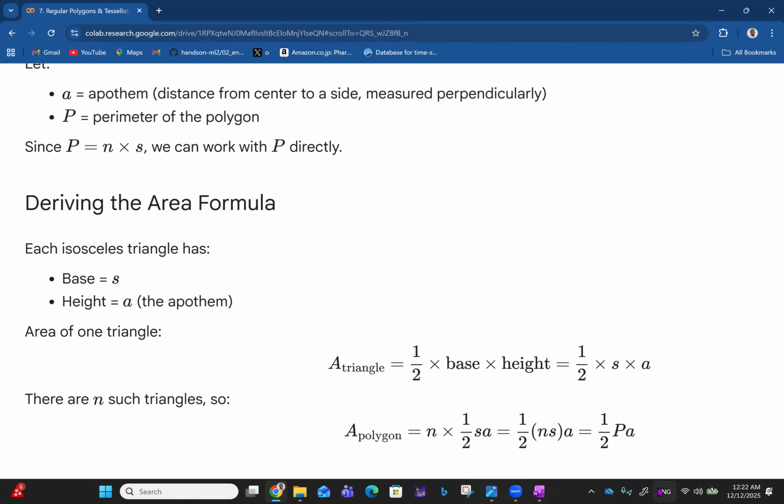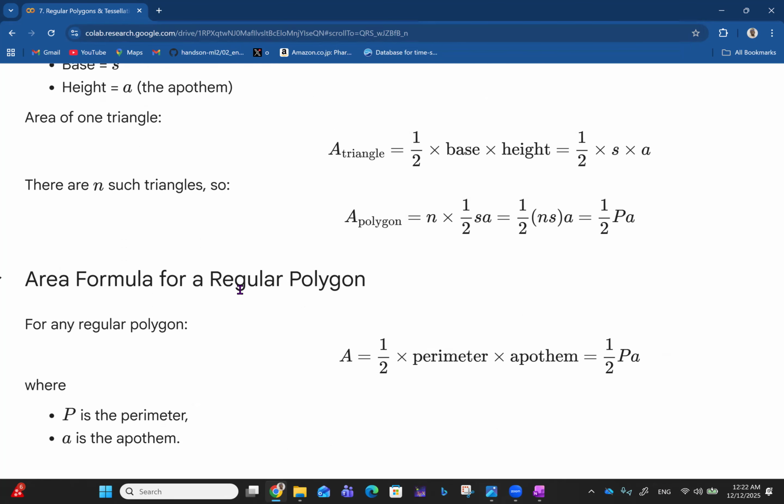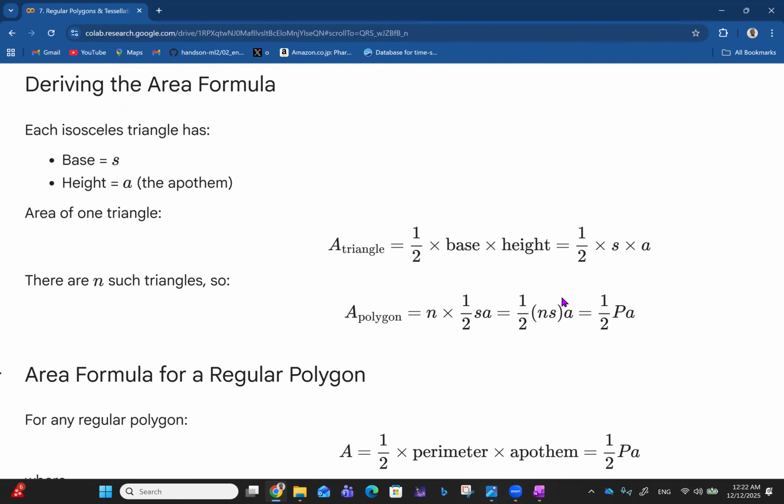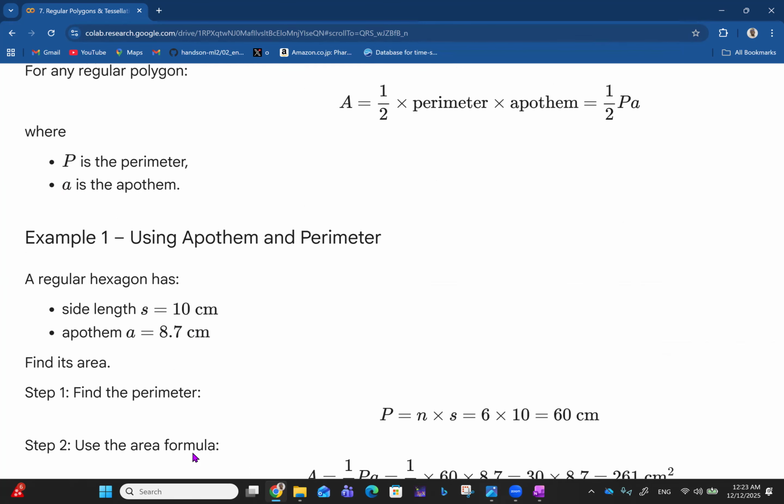So in that case, we have the area formula for any regular polygon. If it wasn't regular, we wouldn't be able to say NS like this. So for any regular polygon, the area is half times perimeter times apothem. That's half times P times A, where P is the perimeter and A is the apothem.